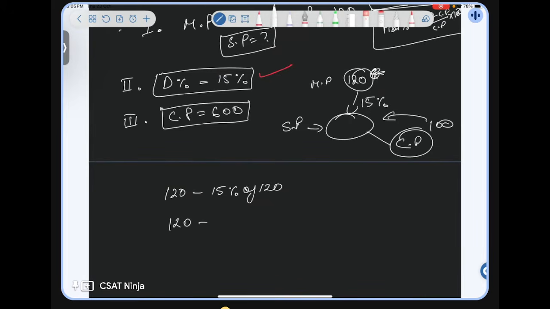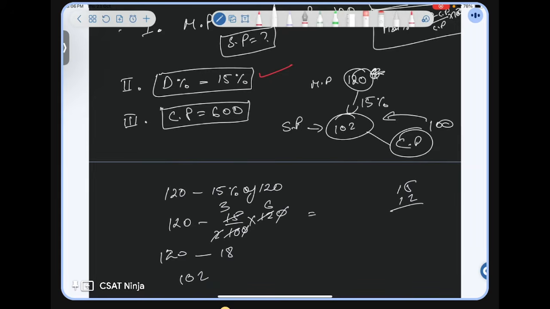120 minus 15 divided by 100 of 120. So 0, 0 cancel. If we multiply this, 5 2s are 10, 0, 1 in hand. 15 into 12. 5 2s are 10, 5 3s are 15. 3, 2, 6 are 12, 6 3s are 18. So what is it? 120 minus 18 is 102.